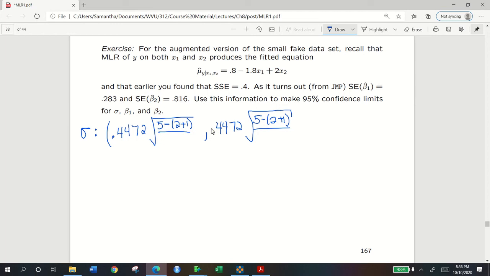So looking up our confidence levels, we know 5 minus the quantity of 2 plus 1. 2 plus 1 is 3. 5 minus 3 is 2. So our degrees of freedom for this problem is going to be 2. And we are still working with that same confidence level of alpha equals 0.05.